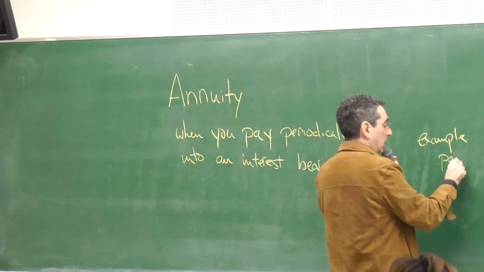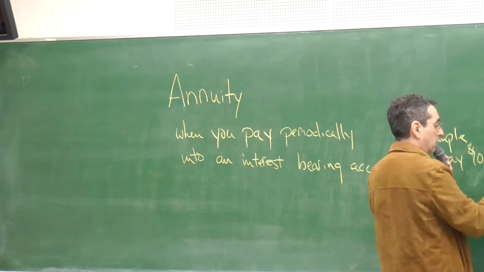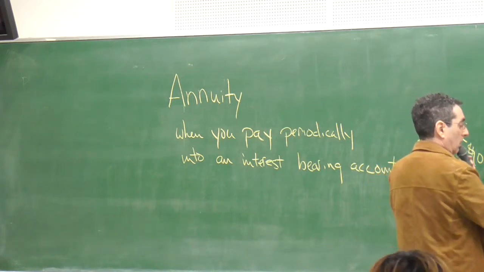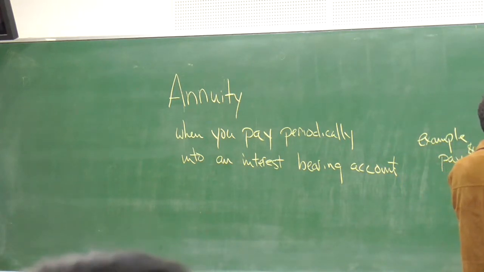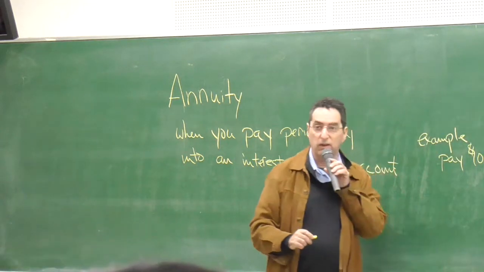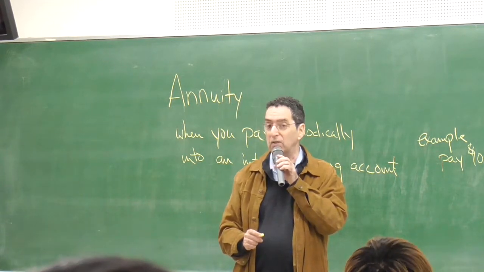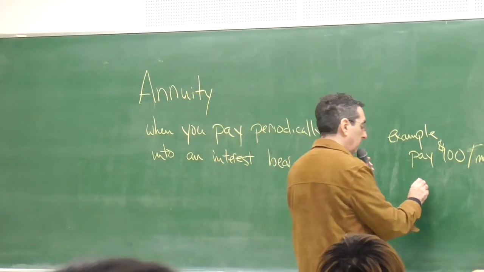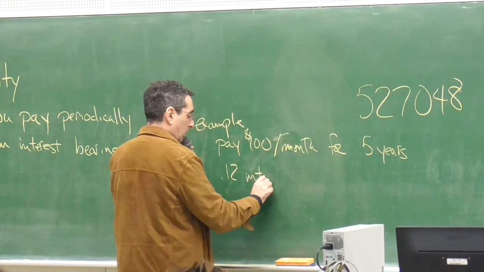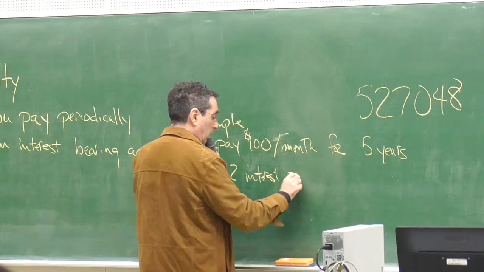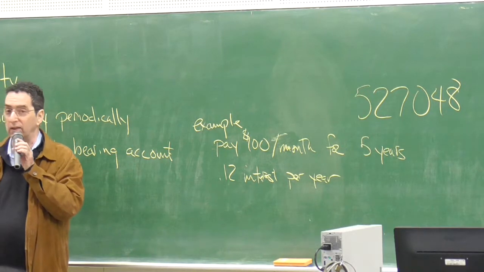So as an example, you pay $100 per month for, let's say, 5 years. And let's make it a crazy amount. You're never going to get this much, but let's suppose you get 12% interest per year. Okay, so that's an example of an annuity.